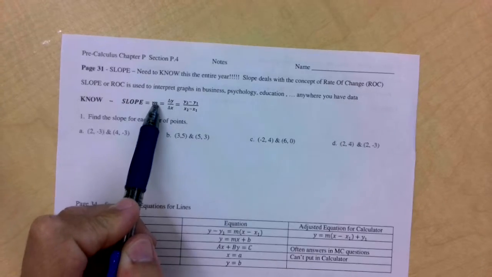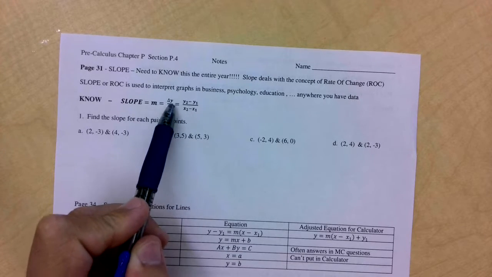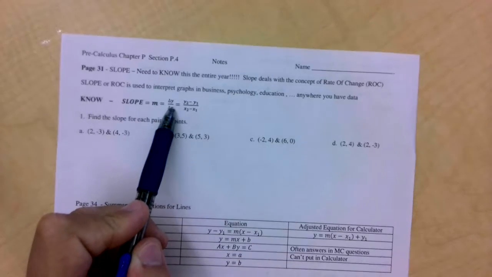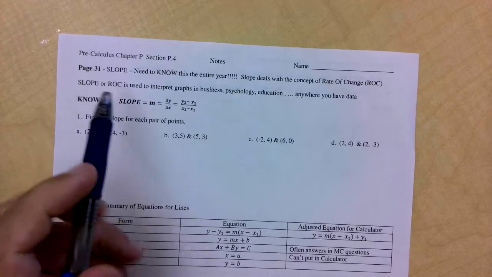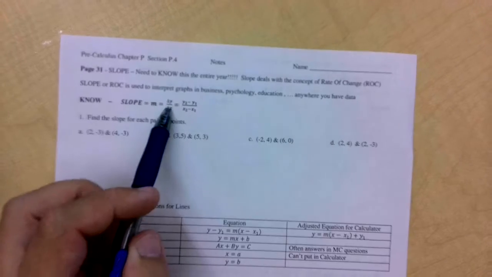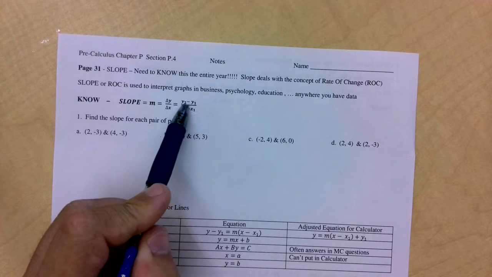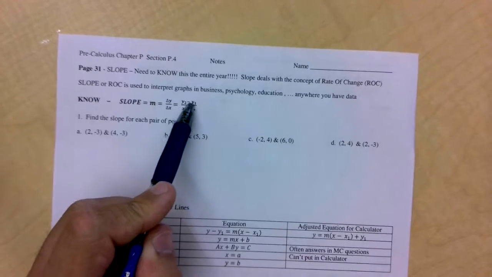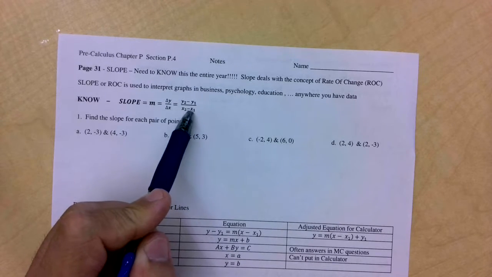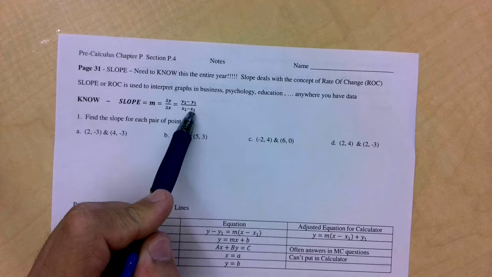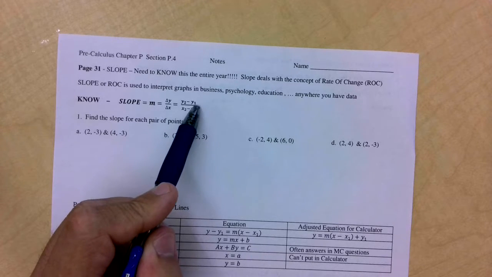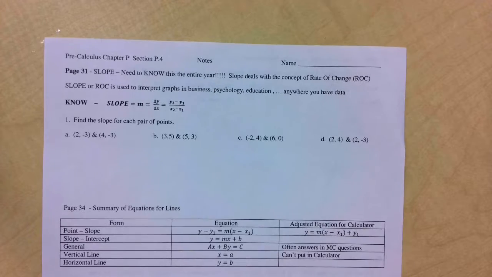Slope, usually represented by the letter M. Change in y over change in x. The delta symbol, or the triangle there, means change. And then you may remember this formula: y sub 2 minus y sub 1 over x sub 2 minus x sub 1. Good old slope formula, second point minus first point.